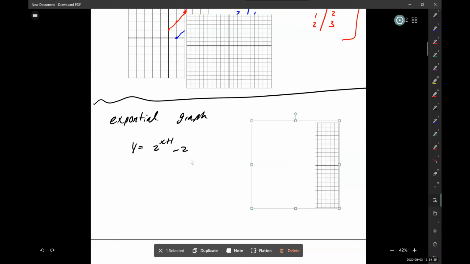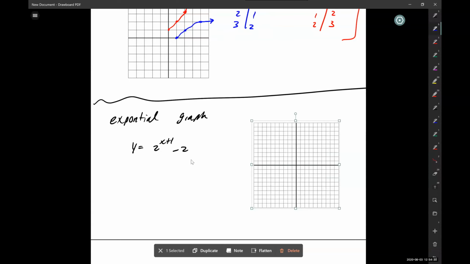So the important thing, and where we always want to start off, is remember that all exponential equations have a horizontal asymptote. And that's always going to be the first thing you want to graph. In this case, it's going to be given by the subtraction part, the part that's outside of the exponent. Because it's a minus 2, that means we're going to have a horizontal asymptote of y equals negative 2. So we can slot that in.